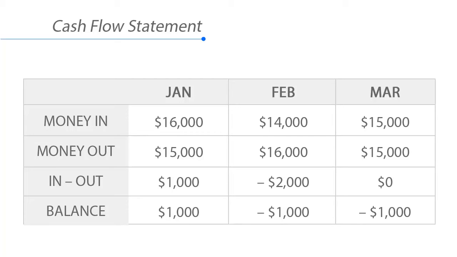So when we consider that we were up $1,000 in January and then down $2,000 in February, in total we're actually only down $1,000. And in March we're break even. $15,000 going in, $15,000 going out for a difference of 0. So if we add 0 to the minus $1,000 balance from February, there's no change. It stays at minus $1,000. So the running balance is minus $1,000 as of March.